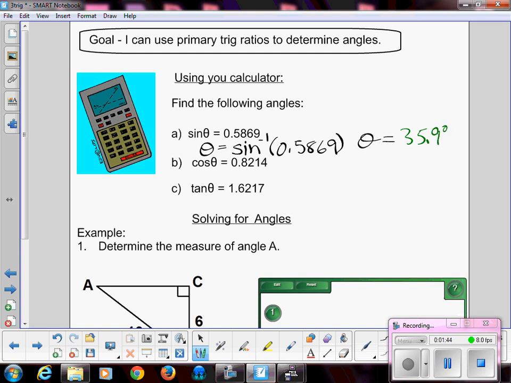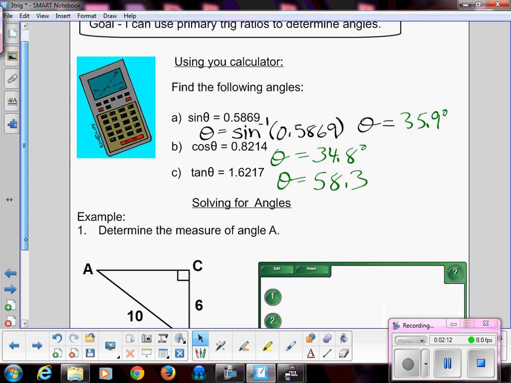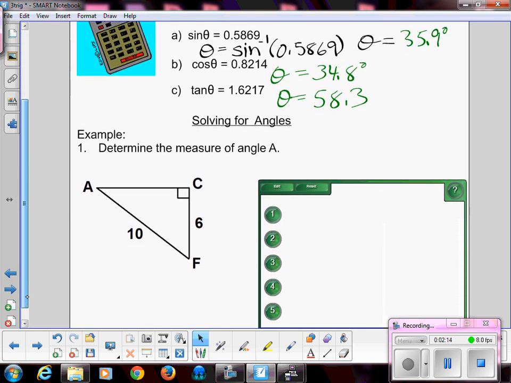All right, so make sure that these calculations that I'm getting, you're also getting from yours. So the next one, when I do it, I get 34.8 degrees. And finally, the tan inverse of 1.6217, we end up with theta in this case being 58.3. Okay, so it's important, you cannot memorize all the infinite possibilities for sine, cos, or tan inverses, so you have to have a calculator for it.